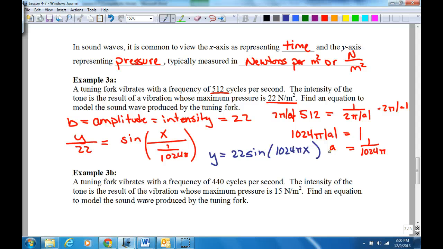Yes? Why is it sine? Because sound waves are sine. Yep, we measure sound waves in sine. Yep. Any questions?